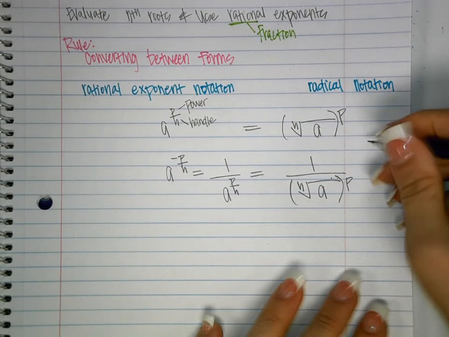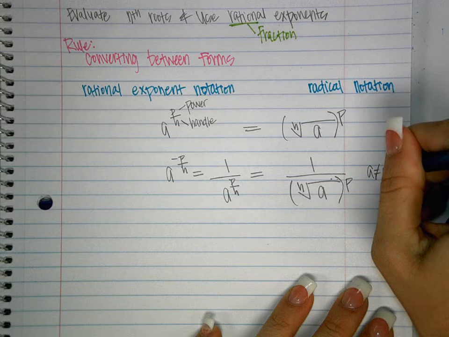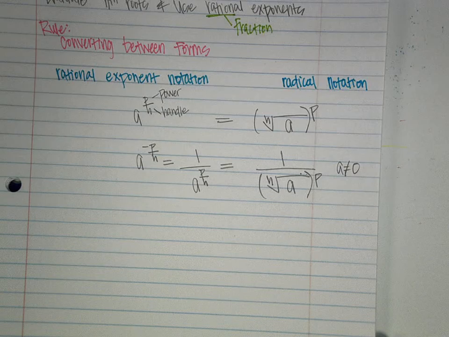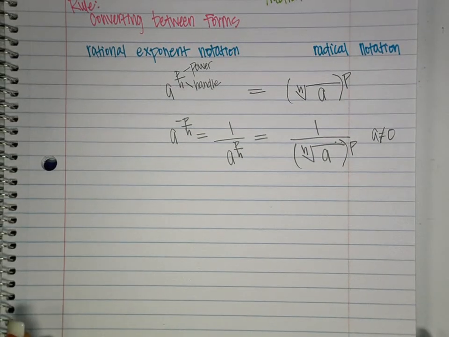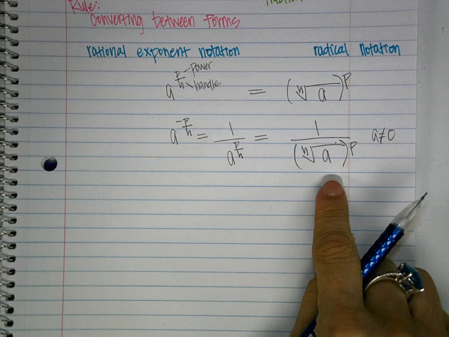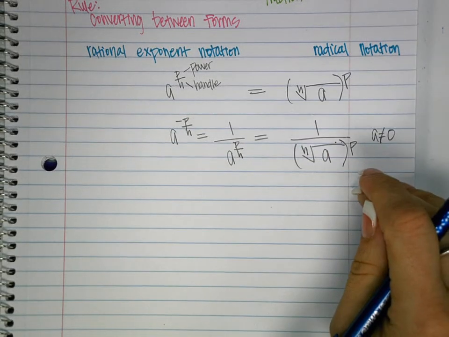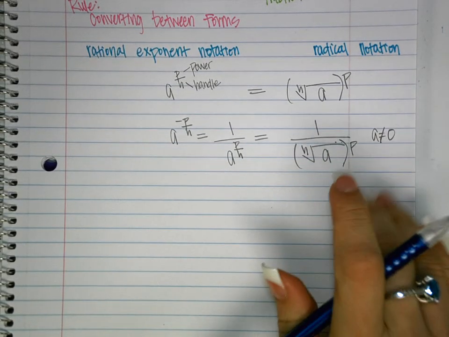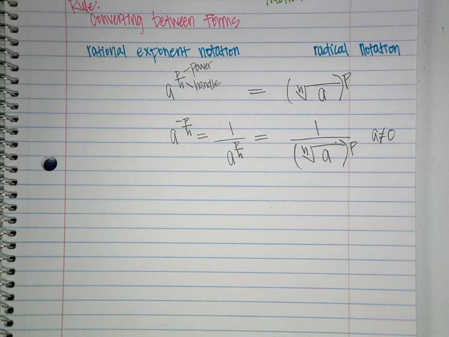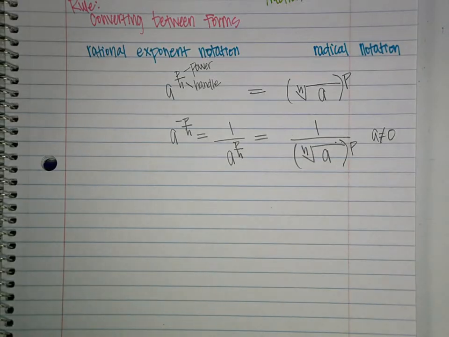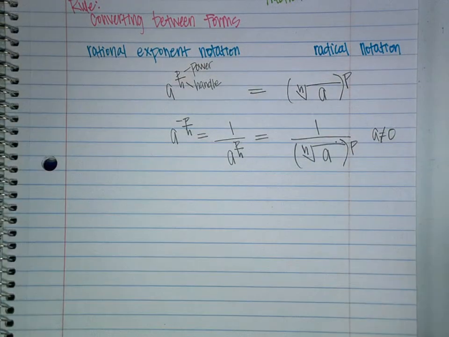Now, there is a limitation here. A cannot equal 0 when you have a negative exponent. If you had a 0 underneath, 1 over 0, a 0 under tells you that something is undefined. So you cannot have a equal to 0. That's the technical aspect of what we're doing today.